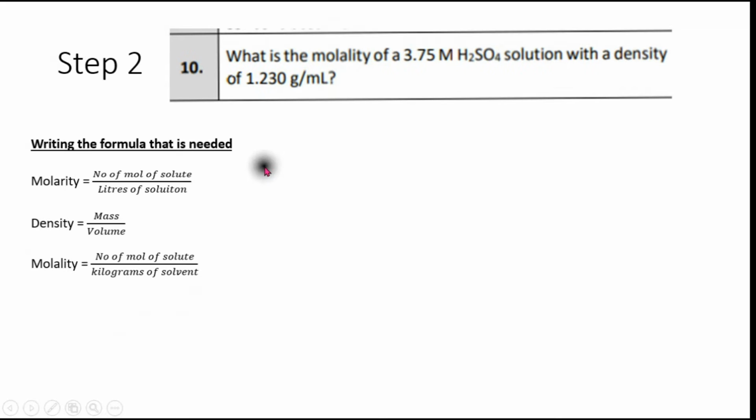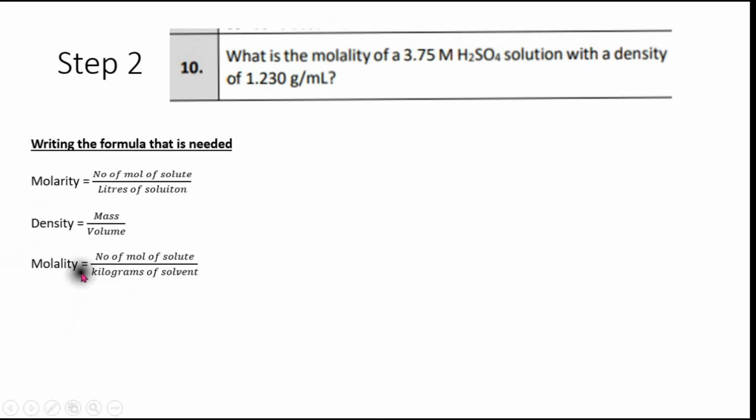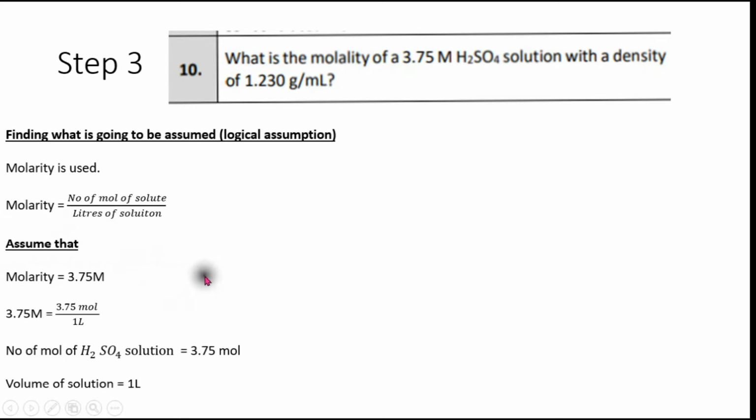Then we can head on to step 2, writing the formula that is needed. We write the formula of what is given and what the question wants. Here we have molarity, density, and molality. So we can write the formula of molarity, which is number of moles of solute over liters of solution, the formula of density, which is mass over volume, and the formula of molality, which is number of moles of solute over kilograms of solvent.